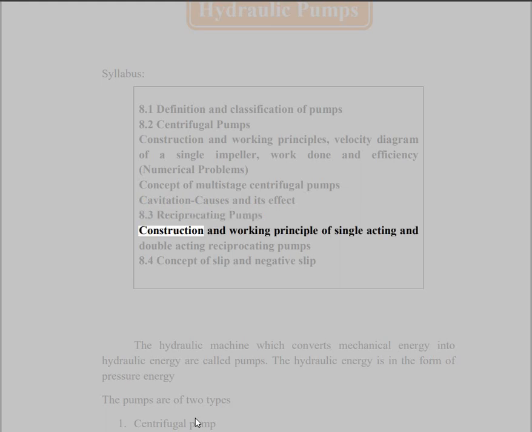8.3 Reciprocating pumps: construction and working principle of single-acting and double-acting reciprocating pumps. 8.4 Concept of slip and negative slip.